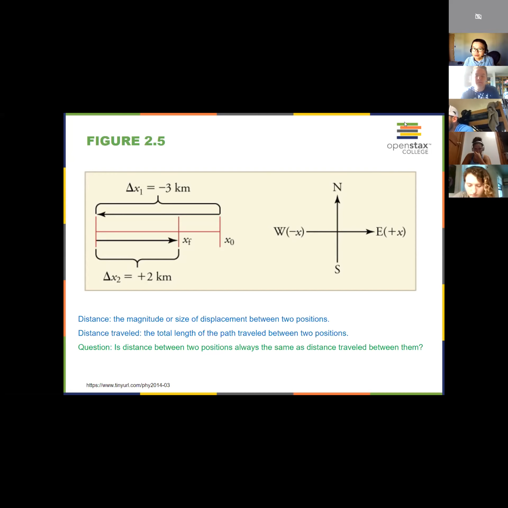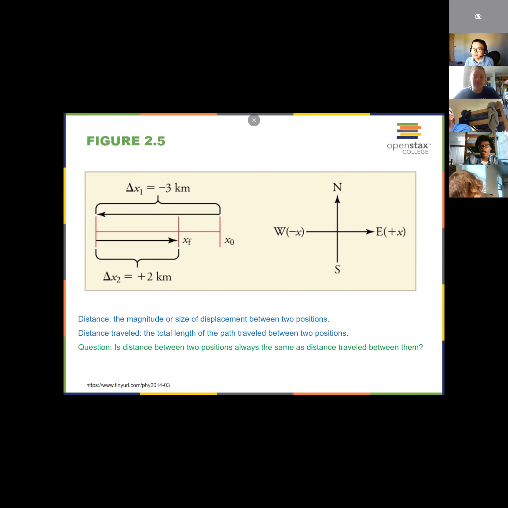I would like to pause for a second here for any questions you might have, because these two terminologies may be a little bit confusing. Let me know if you have any questions. So distance is just the distance between two positions, and distance traveled between two positions might be different from the distance between two positions, because you might be taking multiple trips for the journey.